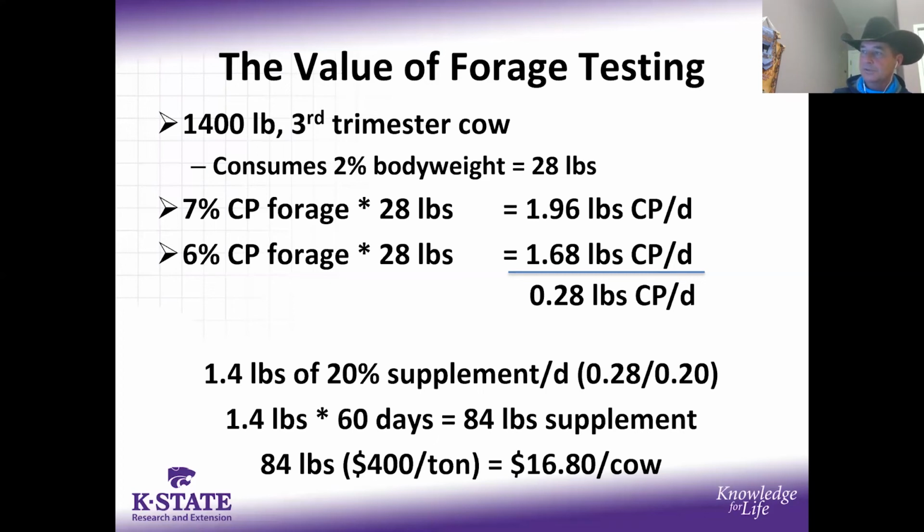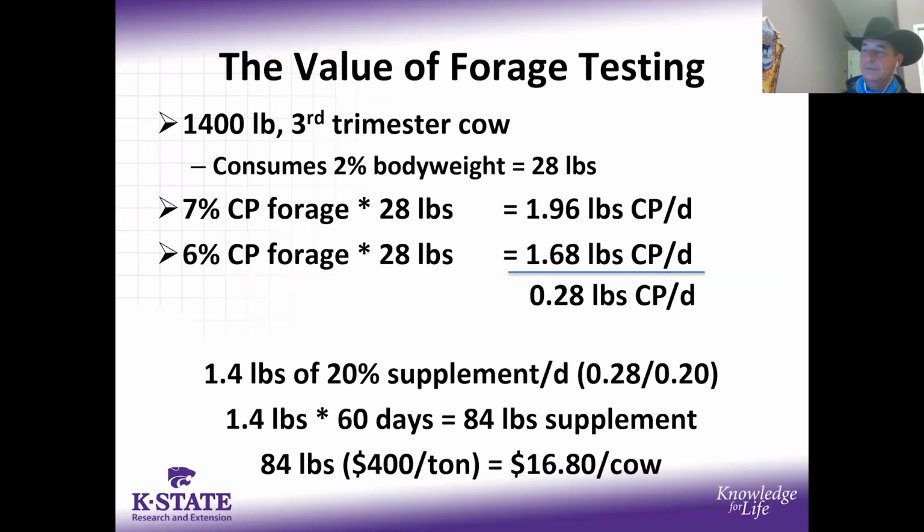So when we go to look at our supplement, we'll plug in that 0.28, divide it by 20%, and that's going to give us 1.4 pounds of 20% supplement per day. We'll then take that number, multiply it times 60 for the amount of days fed. That's going to give us 84 pounds of supplement.